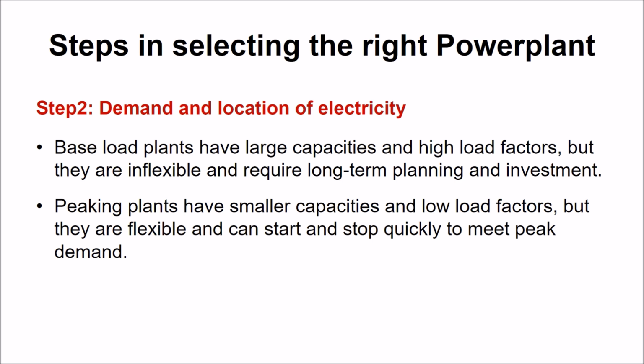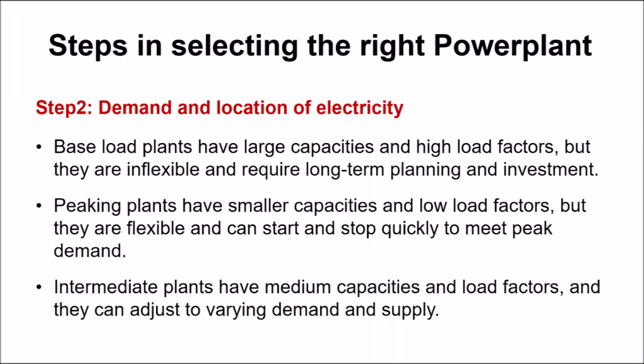Peaking plants such as gas turbines and diesel generators have smaller capacities and load factors, but they are flexible and can start and stop quickly to meet peak demands.